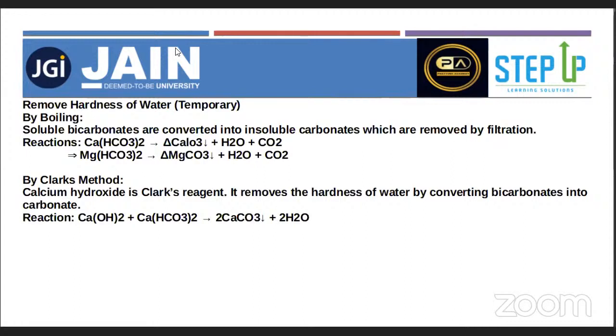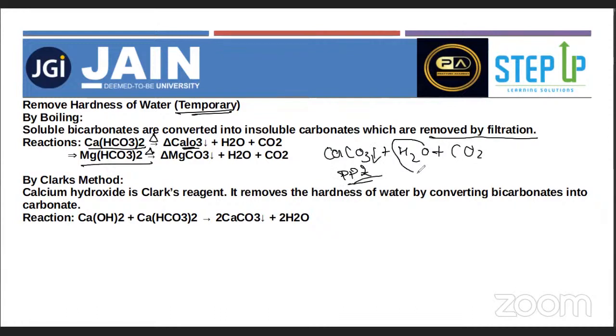So first, how to remove the hardness. The cause of permanent hardness is the presence of silicates and chlorides, while temporary hardness is because of the bicarbonates. Now, removal of temporary hardness: how can we remove it? Only by boiling. Soluble bicarbonates are converted into insoluble carbonates, which are removed by filtration. So we take calcium bicarbonate, magnesium bicarbonate, and apply heat. It forms CaCO3 plus H2O plus CO2. The CaCO3 is removed in the form of a precipitate, so you get water which doesn't contain this.